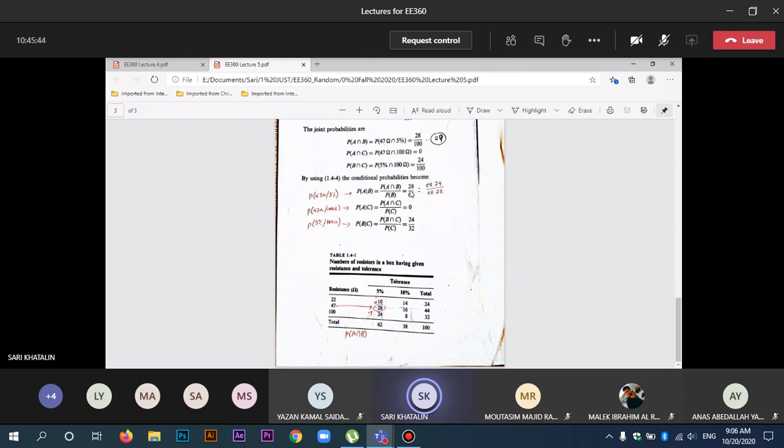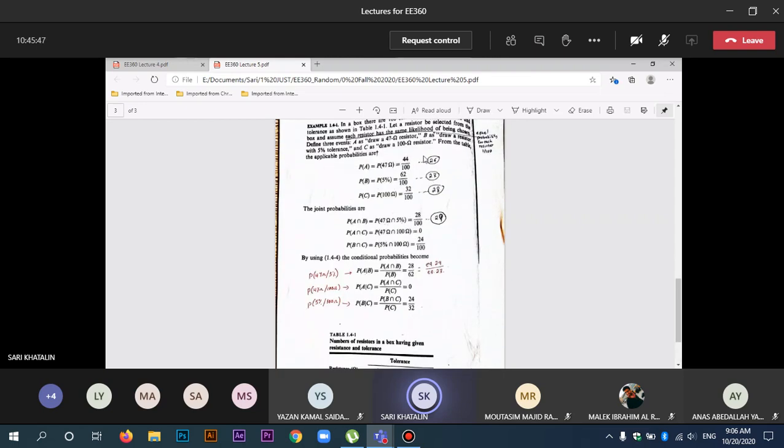The conditional probability, of course, we use the results in these equations right here at the top. So the probability of A given B, the probability of 47 ohm given 5% tolerance. We'll take the intersection or the joint probability, which is equation 29, divided by the probability of B. Probability of B is given as 62, so it'll be 28 over 62. The same thing here for the probability of A given C will be 0. The reason why is because this one is 0. And the last one is 24 right here, divided by 32.